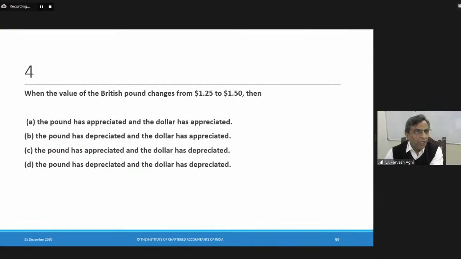Four, when the value of British pound changes from $1.25 to $1.5, then the pound has appreciated and the dollar has appreciated. Okay, so that means £1 is equal to dollar so much. So the pound has appreciated and the dollar has appreciated. The pound has depreciated and dollar has appreciated. So which one is the right one? So please answer.